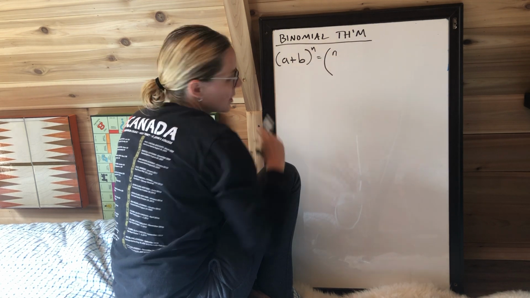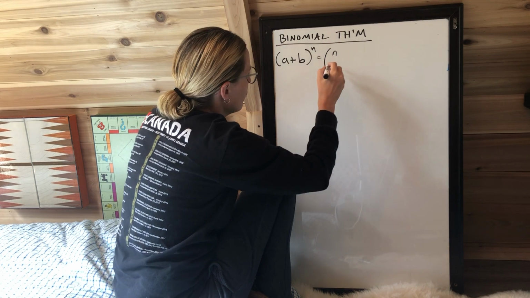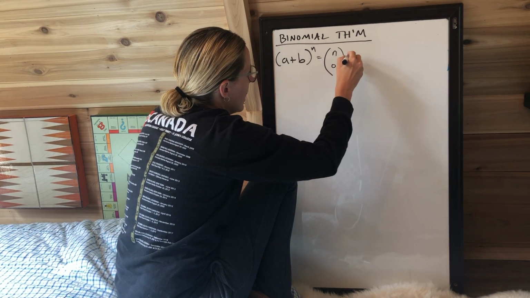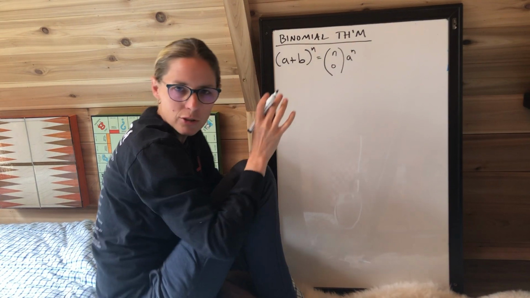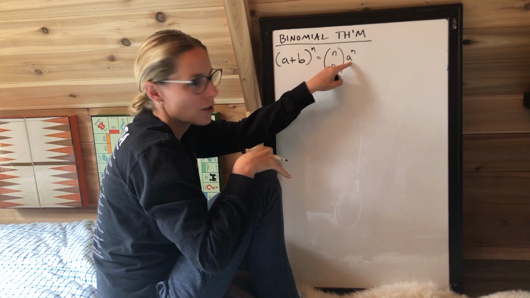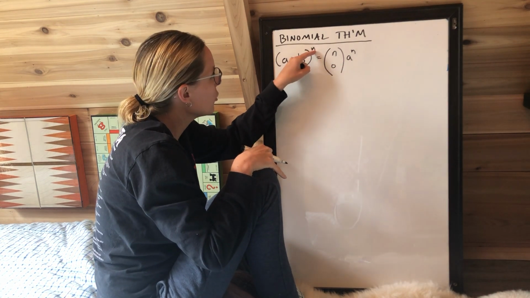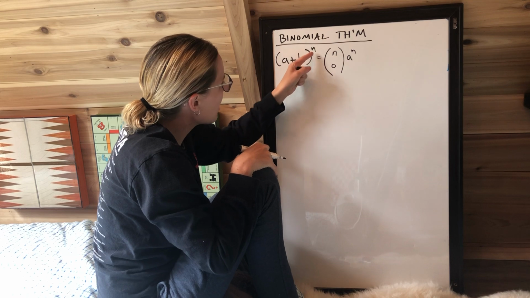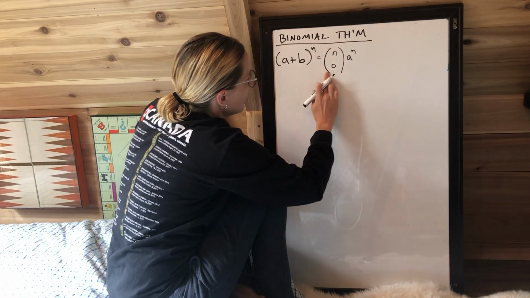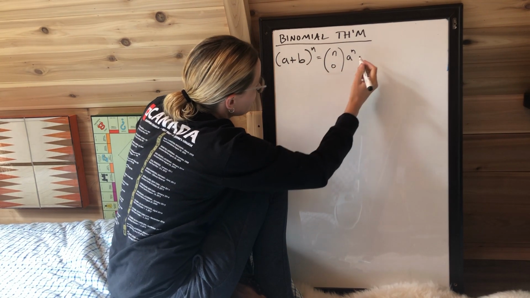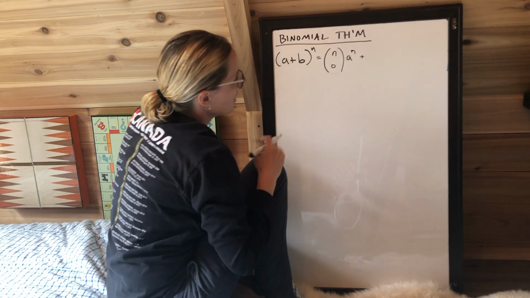Whatever expansion you're doing, you're going to do n choose 0 first, a to the power of n. Remember when I was looking at those patterns, I said, oh, in the fourth row it started a to the 4. In the third row it started a to the 3. So in the nth row it's going to start a to the n. Remember the first one had no b value. Well, now we have to go to the next term.